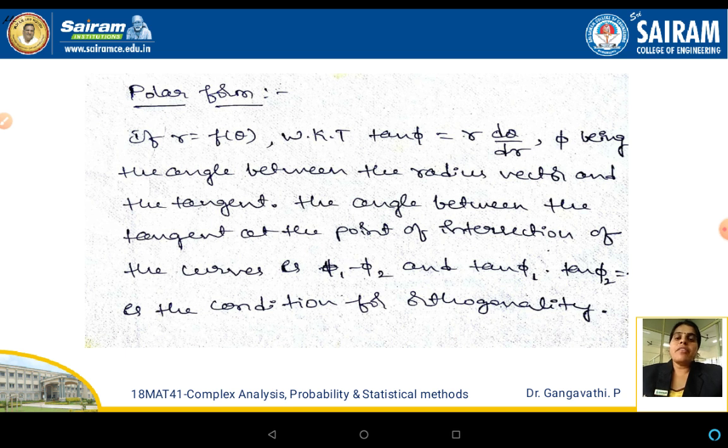So the statement is, if r is equal to f of theta, we know that tan phi is equal to r d theta by dr, phi being the angle between the radius vector and the tangent. The angle between the tangents at the point of intersection of the curves is phi 1 minus phi 2, and tan phi 1 into tan phi 2 must be equal to minus 1. So remember this minus 1, and this is the condition for orthogonality.